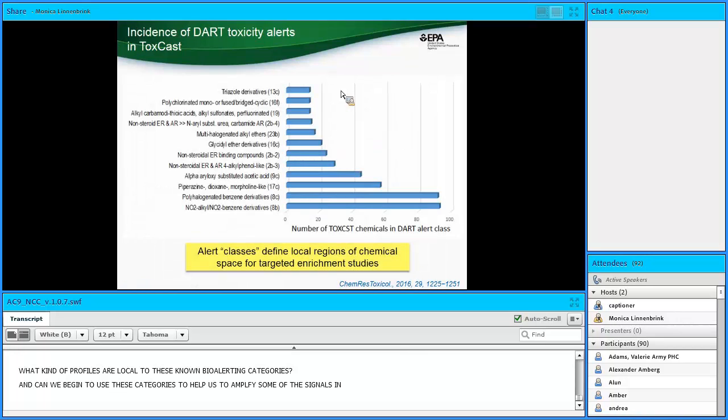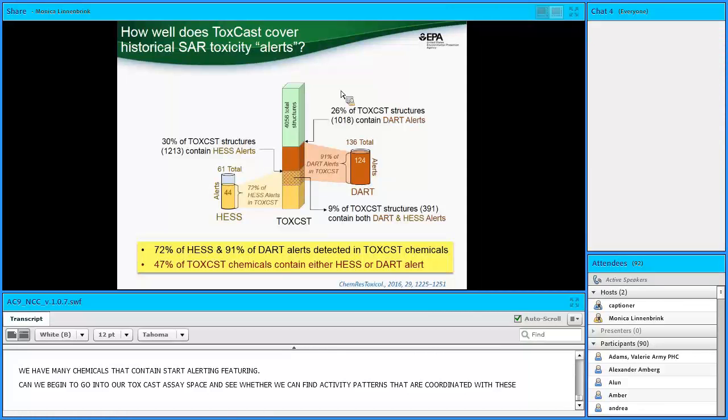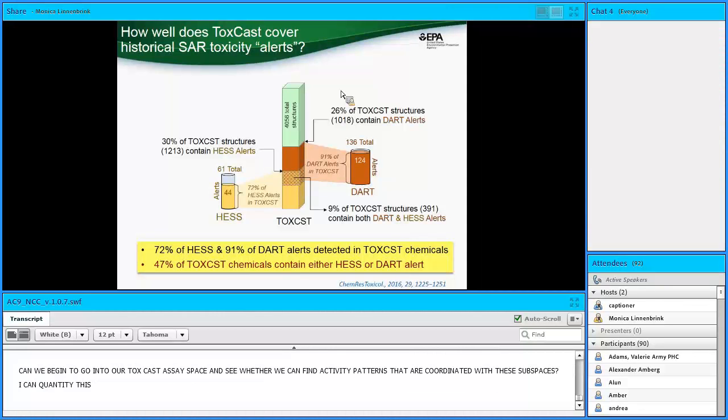Similarly, we use the developmental DART toxicity alerts. These were developed by Procter & Gamble. George Daston et al. had a publication on this. And these have also been found very useful. And we also have pretty good coverage of these. And we can identify some alerting classes that have a pretty good representation within ToxCast. We have many chemicals that contain the DART alerting feature. Can we begin to go into our ToxCast assay space and see whether we can find activity patterns that are coordinated with these subspaces?